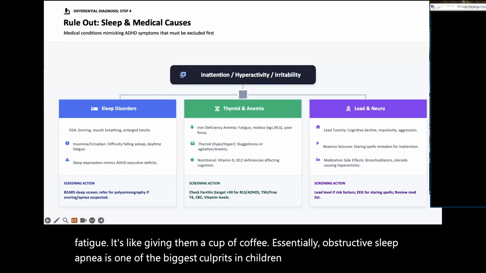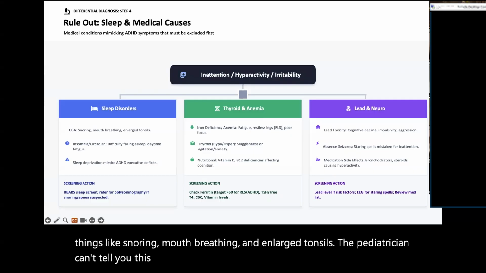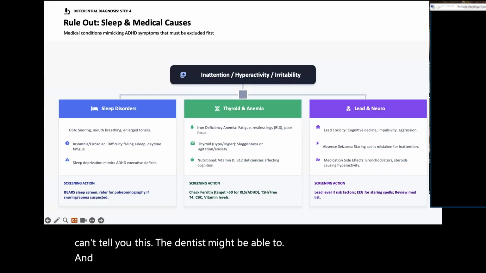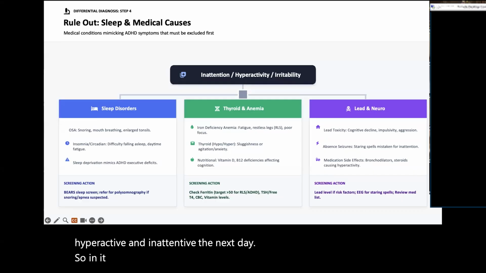So you want to ask about things like snoring, mouth breathing, and enlarged tonsils. If the pediatrician can't tell you this, the dentist might be able to. And the child who stops breathing 20 times per hour will absolutely look hyperactive and inattentive the next day. Insomnia and circadian rhythm issues can also erode that daytime functioning.